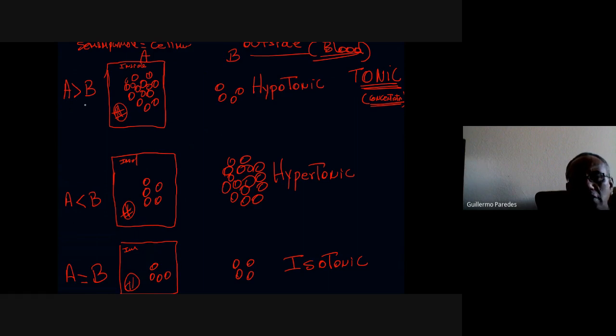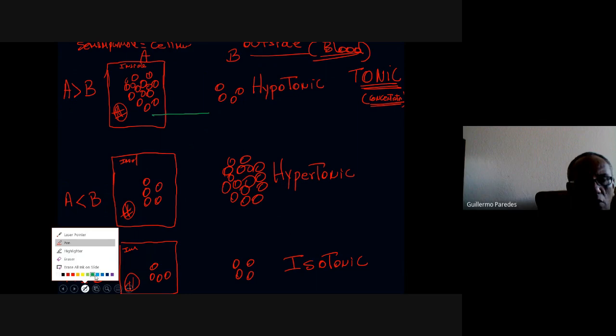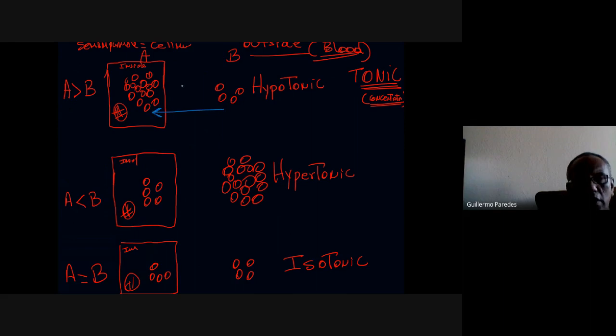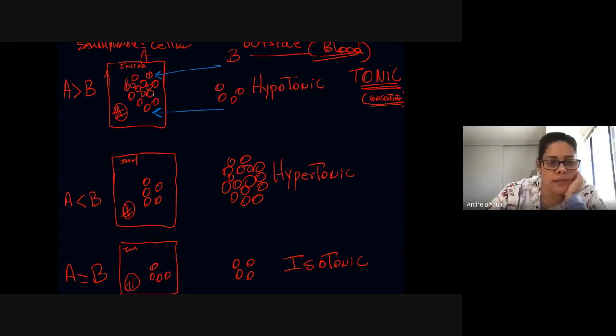The water in this first scenario, in the hypotonic, the water is going to come in or out of the cell. What is going to be the water? The water is going to come towards the cell inside. Or inside the cell? Inside the cell. So the water is coming this way. Why? Yeah. Because they are going to try to dilute what is the more concentration. You okay with that? Yes.